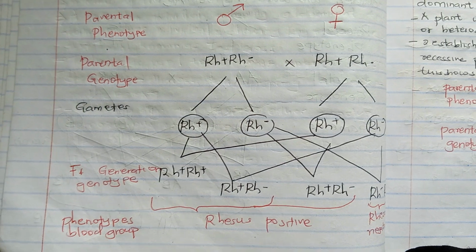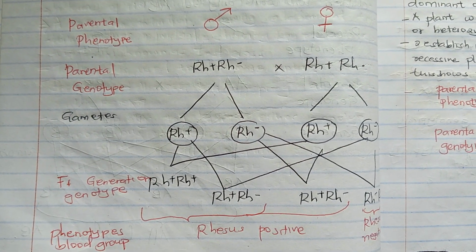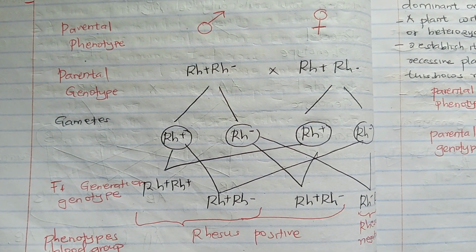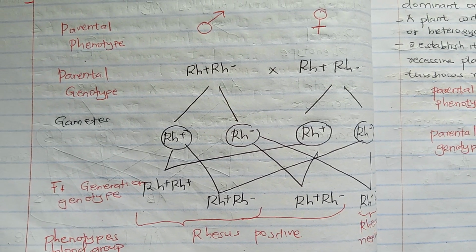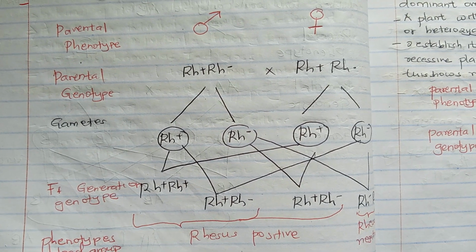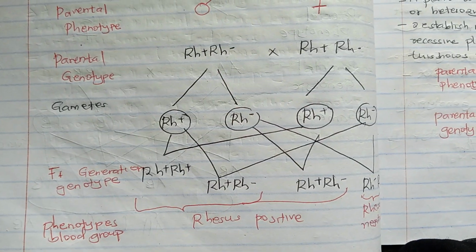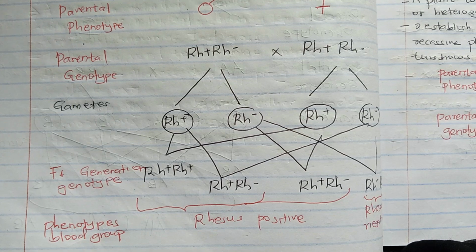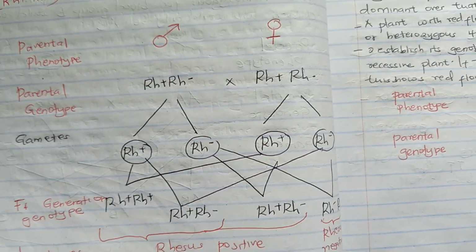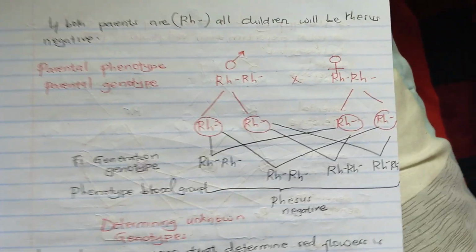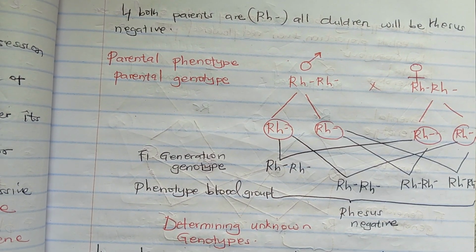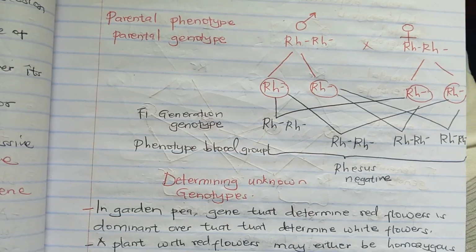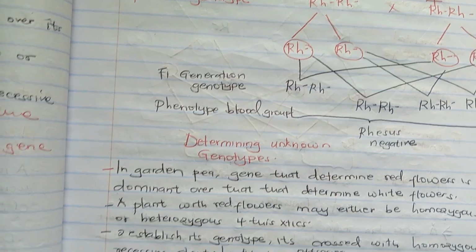Those alleles are expressed together, like you can see there: rhesus positive, rhesus negative, or rhesus positive, rhesus positive. When you separate the gametes, it will be rhesus positive, rhesus negative, rhesus positive, rhesus negative. When you cross them, you find rhesus positive with rhesus positive, rhesus positive with rhesus negative, and so on. So you have 3 of them rhesus positive and 1 rhesus negative. Then if both parents are rhesus negative, the children will be rhesus negative.